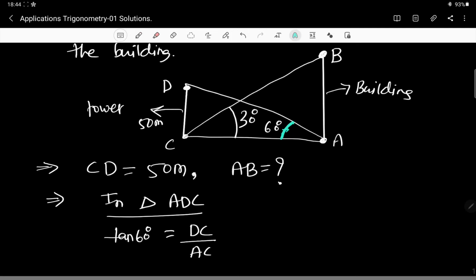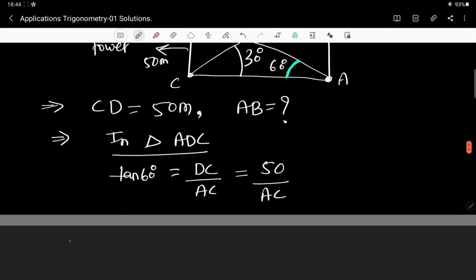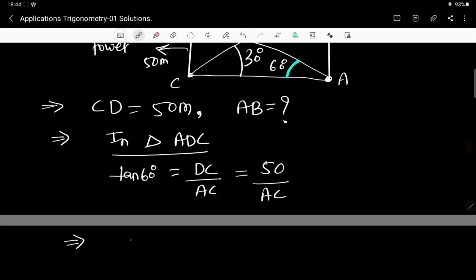Look at this, here is the 60 degree, opposite side is DC, and adjacent side is AC or CA. All right, so what is the value of this DC? DC is 50, we know that, or CD, and AC we don't know, correct? Then tan 60, what is the value of tan 60? Tan 60 is root 3. Root 3 is equal to 50 divided by AC.